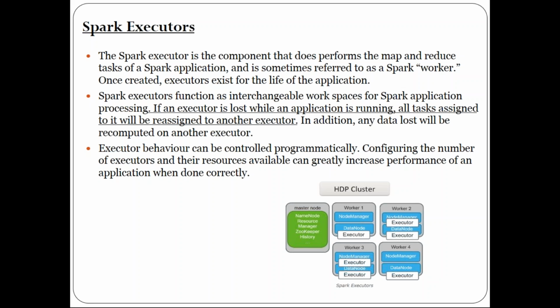If it also has lost the data, it will be recomputed again from scratch by another executor. Executor behavior can be controlled programmatically. Configuring the number of executors and the resources available can greatly increase the performance of applications when done correctly. Your capacity planning for your Spark cluster must be done very carefully. When you know the amount of resources utilized by your Spark application, the number of executors and the resources must be in line.